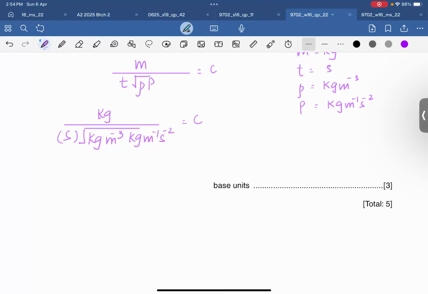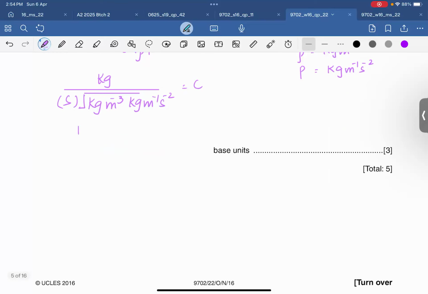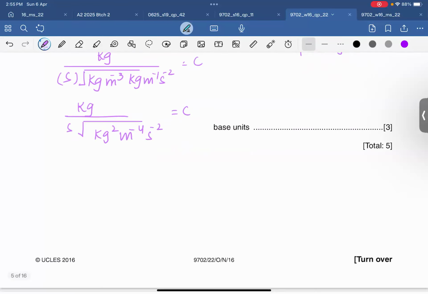Fine. So simplify कर लेते हैं भाई. kg over s and then under root. So you'll have kg squared, you'll have meter negative 4 and s negative 2. When you root each and everything, you are going to get kg over s and then kg, then meter negative 2 and s negative 1. So s and s go off, kg and kg go off, so you'll be left with just meter squared. Okay, is that clear? आसान सा क्वेश्चन था.